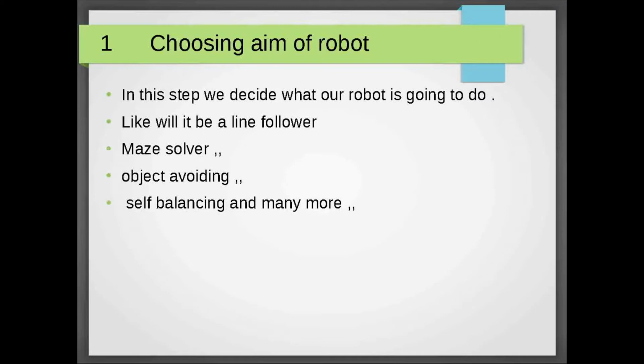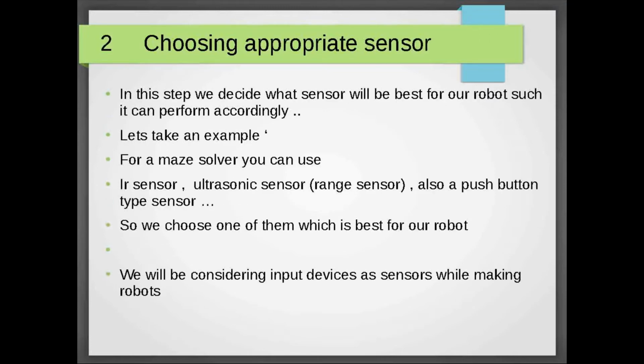Choosing appropriate sensor. In this step, we decide what sensor will be best for our robot, such that it can perform accordingly. Let's take an example. For a maze solver, you can use an IR sensor, ultrasonic sensor, also a push button type sensor. So we choose one of them which is best for our robot. We will be considering input devices as sensors while making robots in the future.